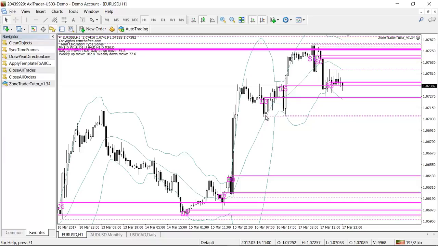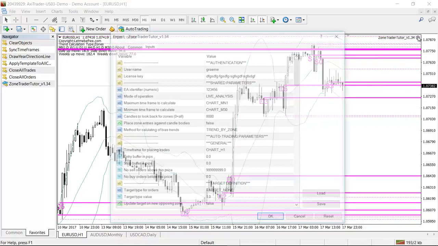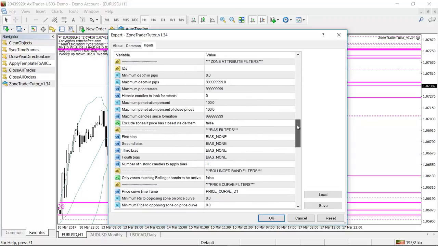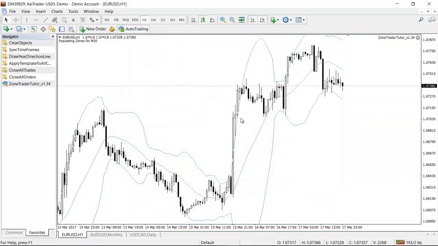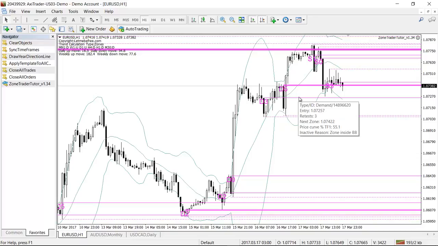So chances are that if price does come back and retest that, then we base it on institutions having residual orders left there, but they may not have been trading that much there in the first place, so maybe that's a zone we shouldn't be looking at. So one of the parameters we have around Bollinger Bands is to say only zones touching Bollinger Bands are to be active. So we set that to true now. Okay, and we should see this zone that I was just demonstrating here disappear completely. You see it's gone inactive. If I hold the mouse over it, it says inactive, reason zone inside BB, so it hasn't touched it.